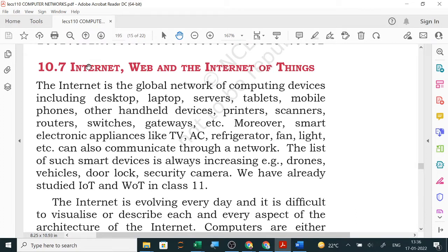Next topic is internet, web and internet of things. These days in your house many devices are connected through internet using your mobile.